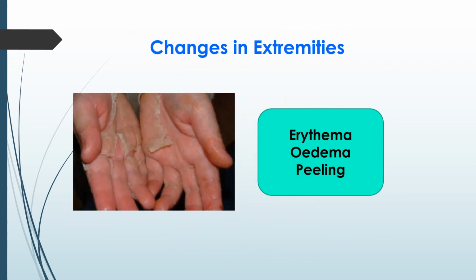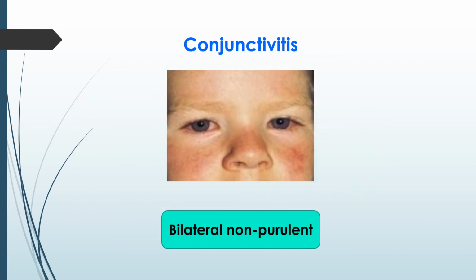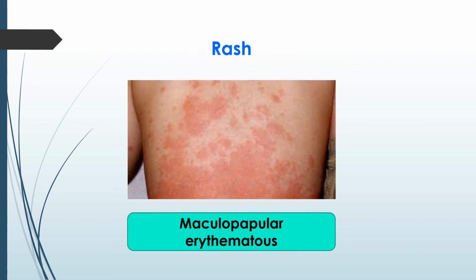The changes in extremities initially start with redness, edema, or swelling of palms and soles during first week of illness, followed by peeling of the skin during the second and third weeks. The conjunctivitis is typically bilateral and non-purulent. The rash is polymorphous, maculopapular, erythematous, and mostly seen on the trunk.